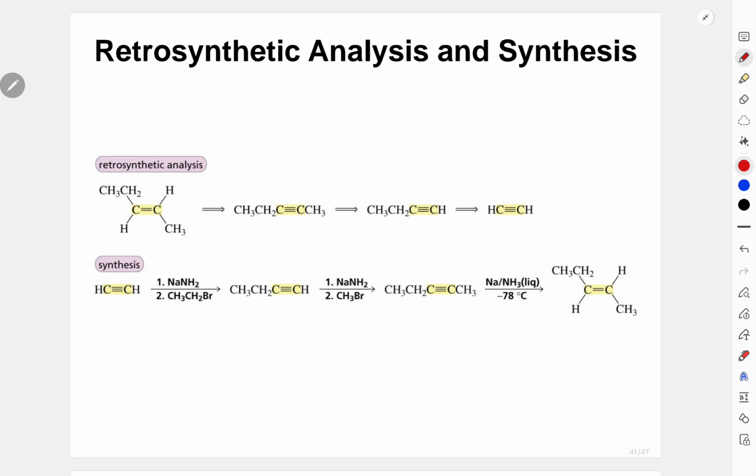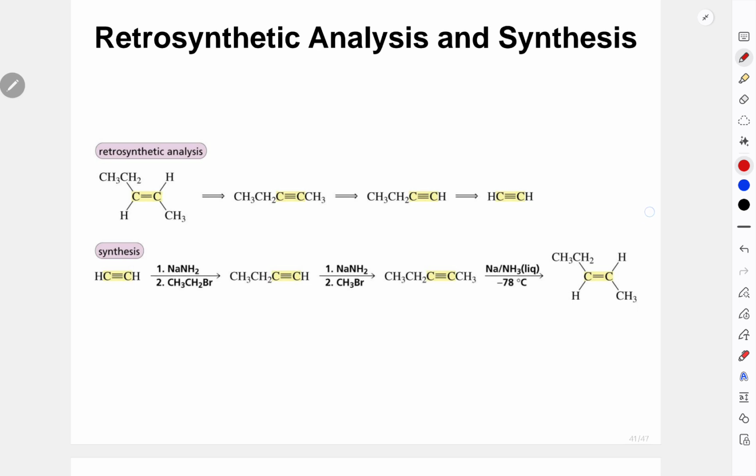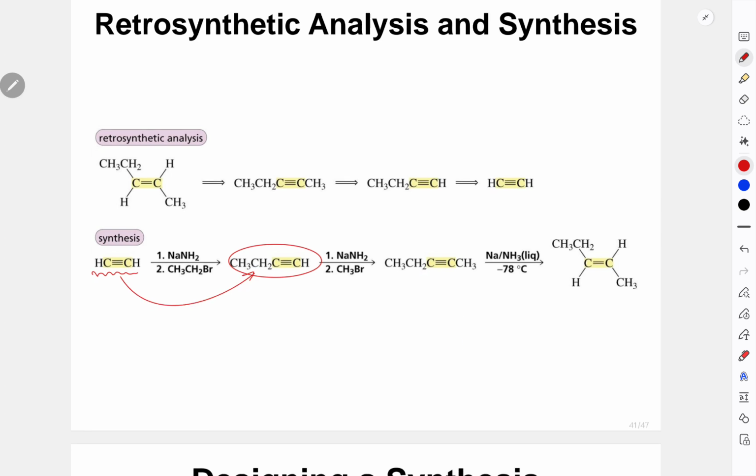Okay? And to make this alkyne, you can think about again the deprotonation and alkylation sequence. So deprotonation and alkylation will give you this alkyne, and after one more alkylation will give you the internal alkyne that you want, and dissolving metal reduction will give you the trans alkene selectively. Okay? So starting from this simple substrate, you can design and make the product.